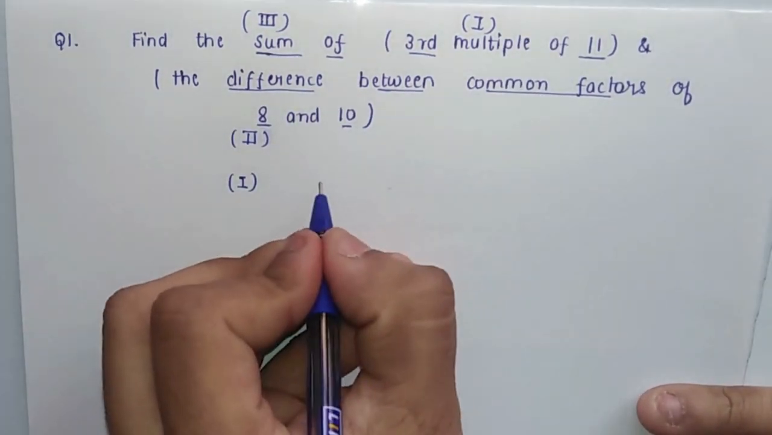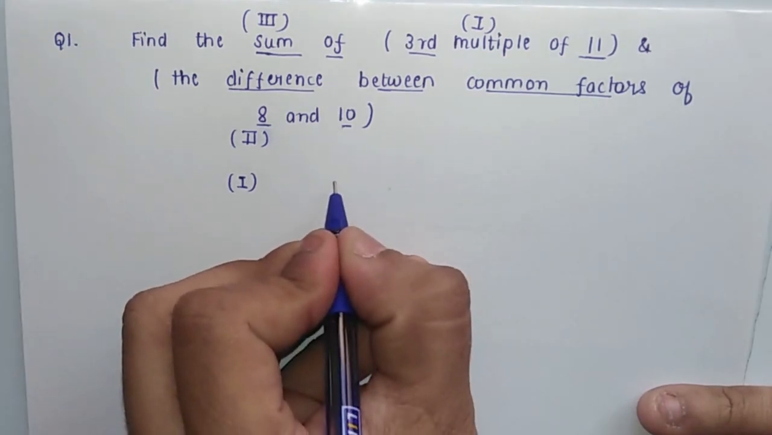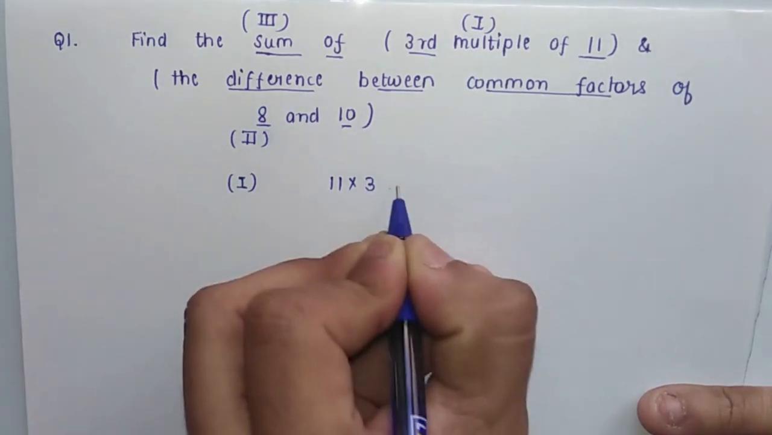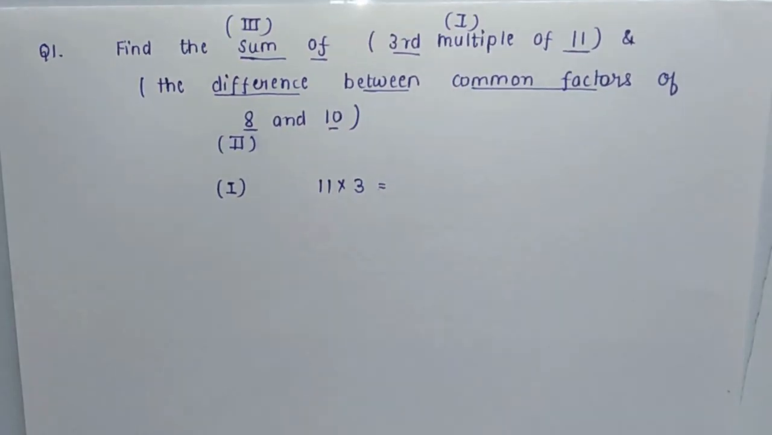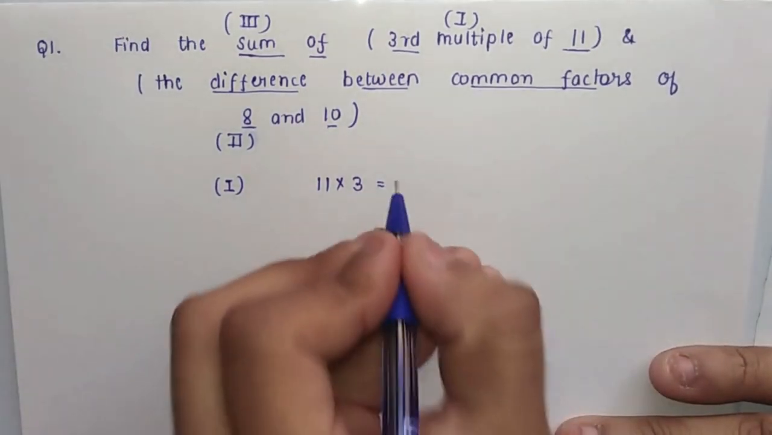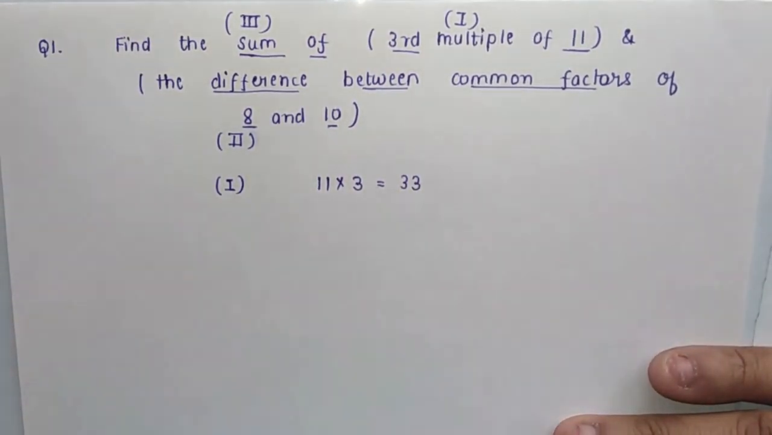The third multiple of 11 is actually very simple. All we have to do is multiply 11 by 3, because multiples are calculated by multiplying with the counting numbers. So suppose if we want to calculate the fifth multiple of 11, we will multiply 11 by 5. If we want to calculate the second multiple of 12, we will multiply 12 with 2. So the third multiple of 11 will be equal to 33.